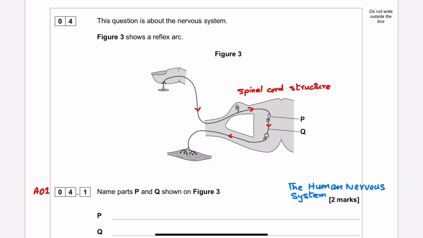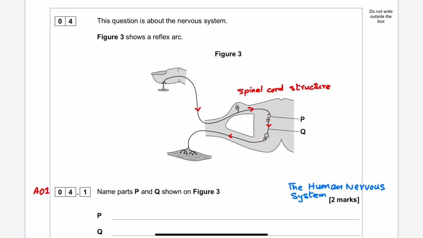If you look here, the transmission of the message is given from here, and I drew the arrows so that we can easily find the answer to the question. 4.1 is an AO1 question. Name part P and Q shown on figure number 3. This question is from the human nervous system. If you look here, P is a gap and Q is indicating a neuron here.